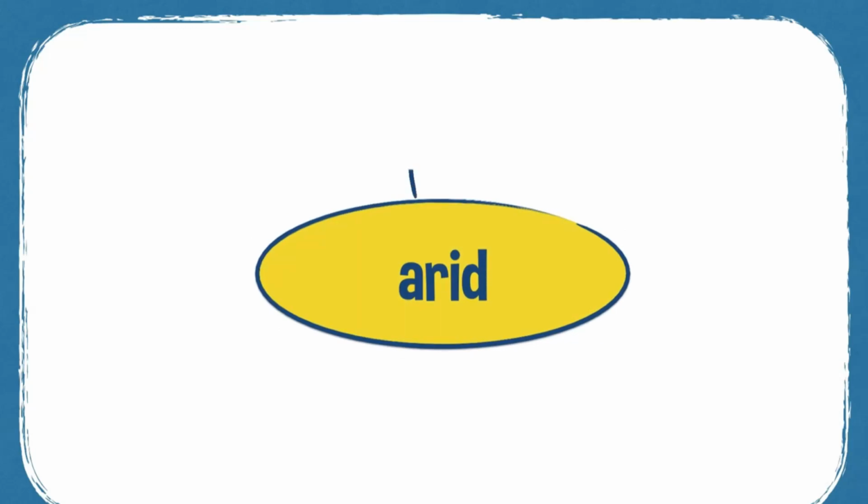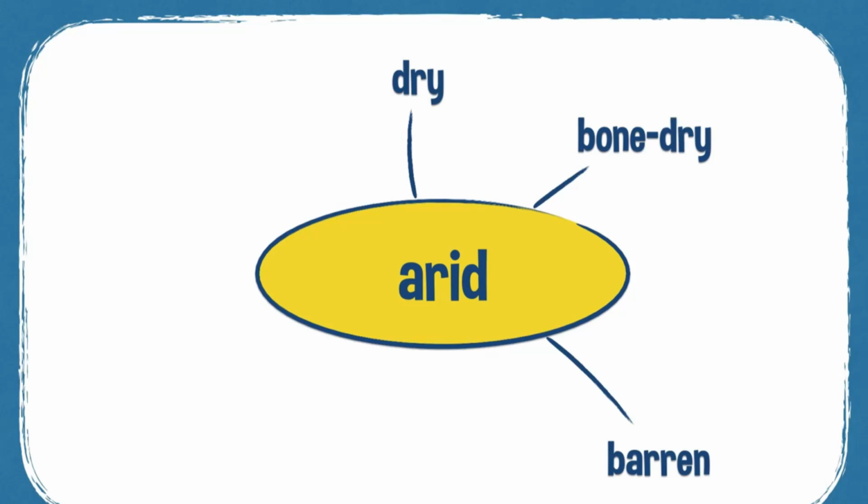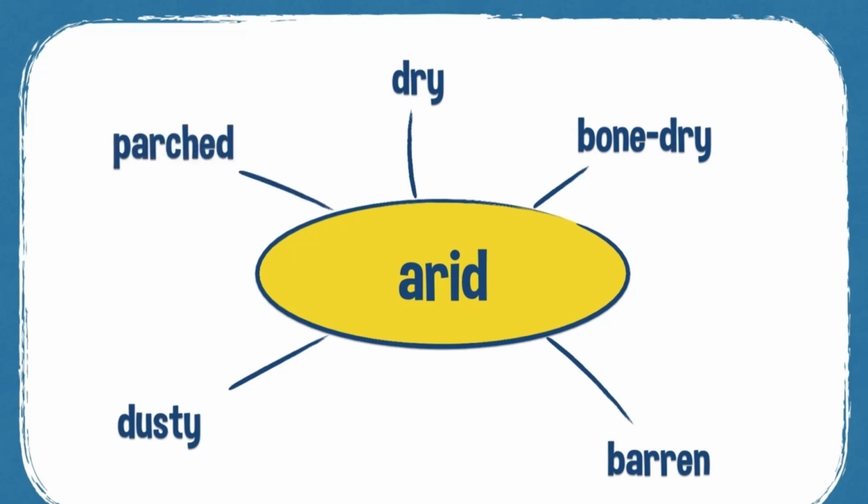And some synonyms for arid: dry, of course, and barren. Barren suggests not just dry, but there's no plants there at all. There's nothing there. Bone dry. Dusty. And parched. Parched is very dry. People's mouths get very parched when they haven't drunk any water.